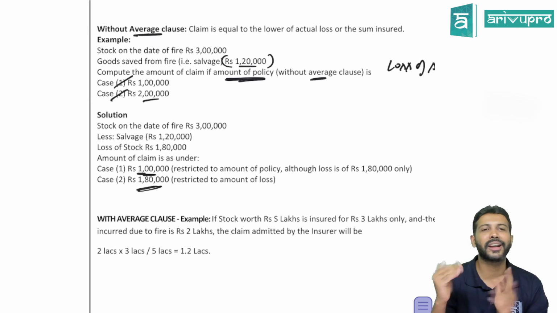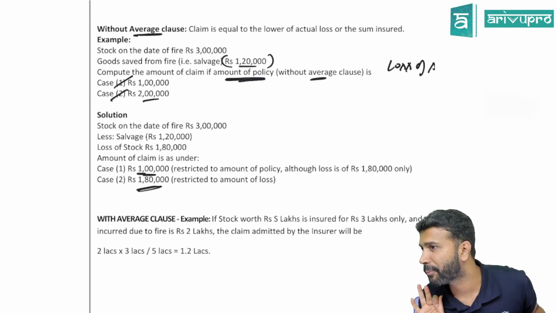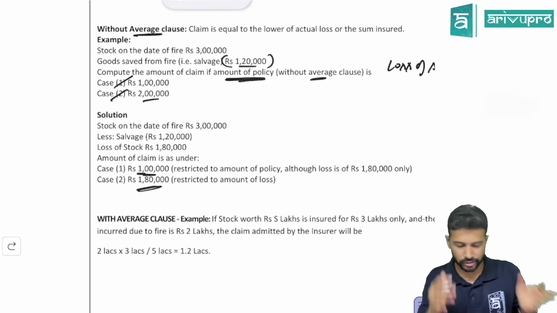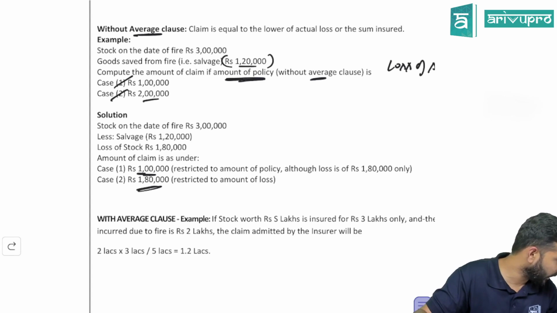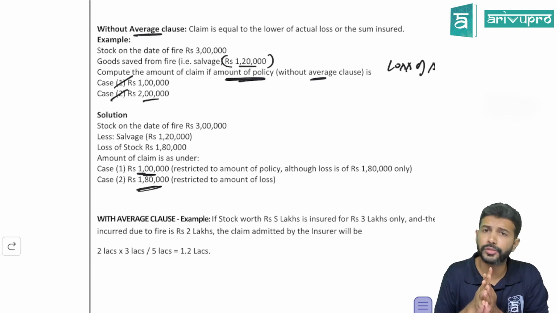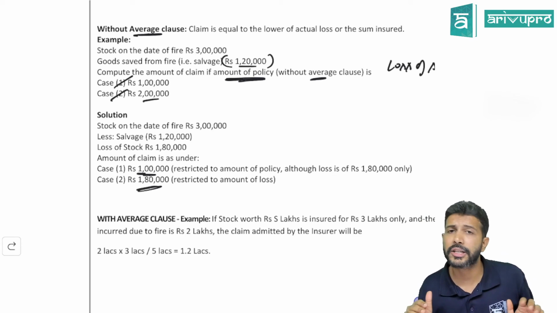Formula will not come in, straight away dealings. Okay. This generally doesn't get asked in the question much. They will give you average clause, but this was just an example, so I thought I'll quickly cover it also. So you got a fair idea how this particular loss of stock works out? Yes. Thank you.